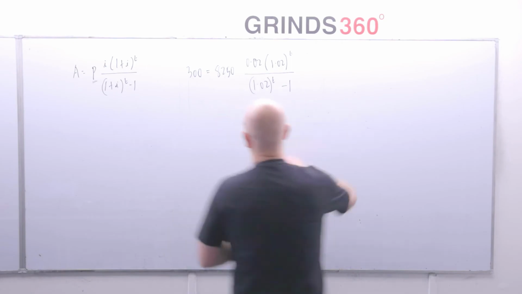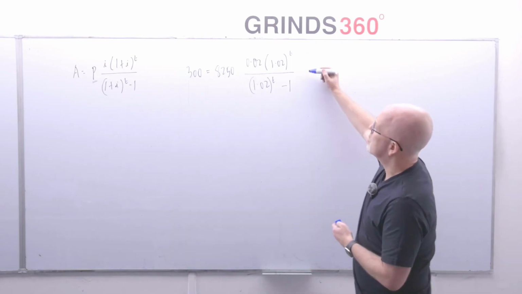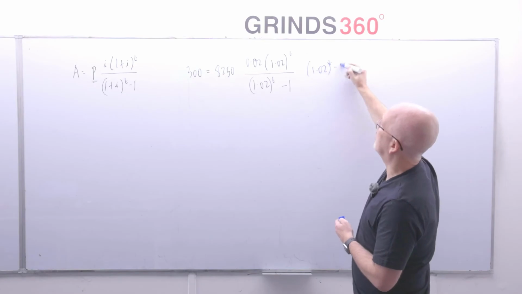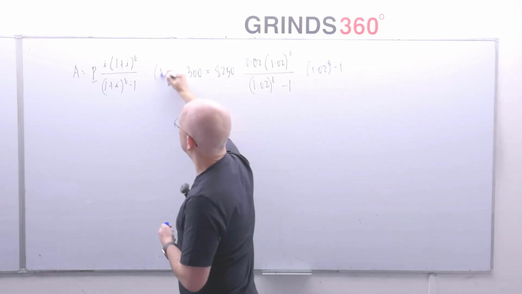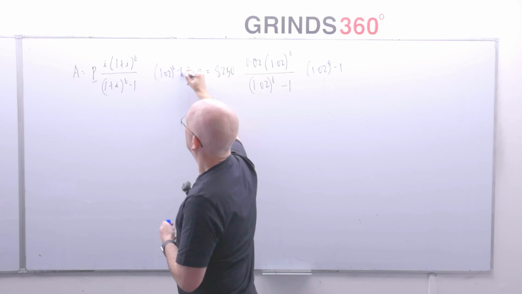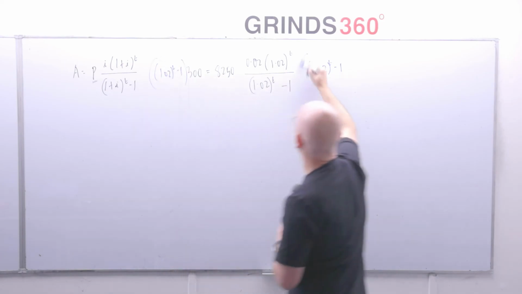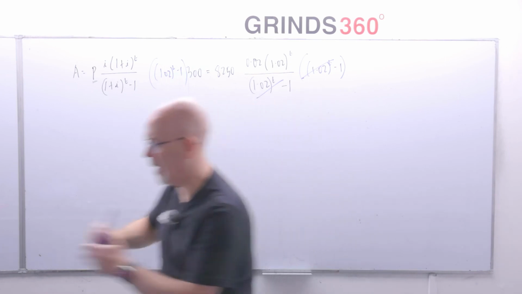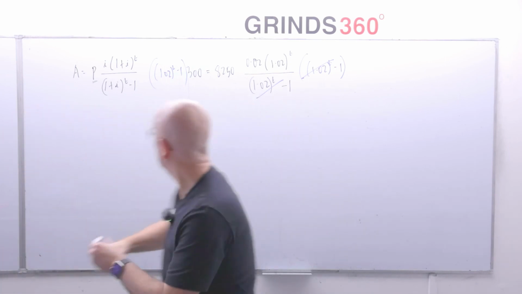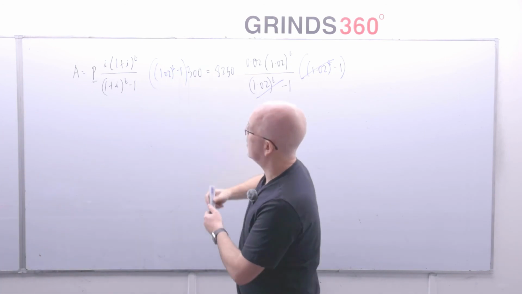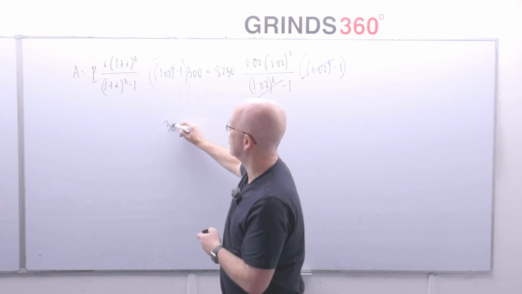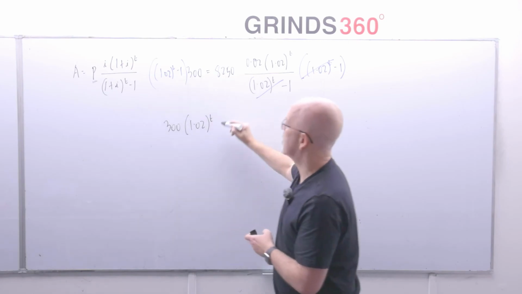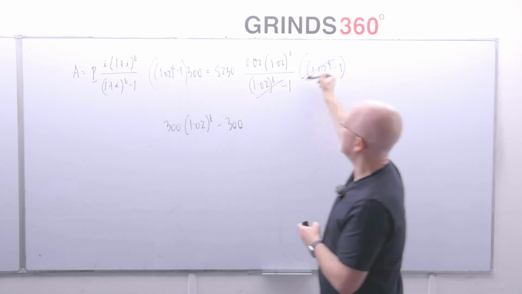All right? Then we've got an equation that contains a fraction here. So I multiply both sides by the denominator, 1.02 to the power of T minus 1, the common denominator. On the right-hand side, they'll cancel. On the left-hand side, I get 300 times 1.02 to the power of T. And 300 by minus 1 is minus 300.